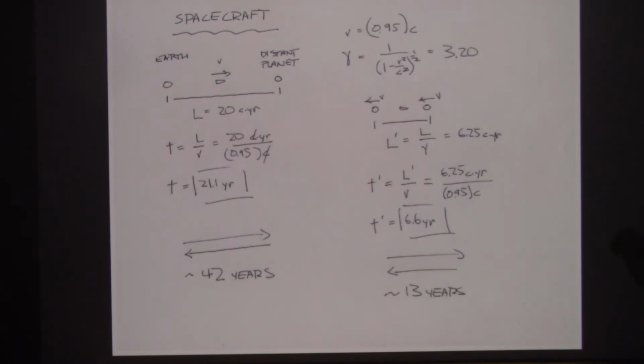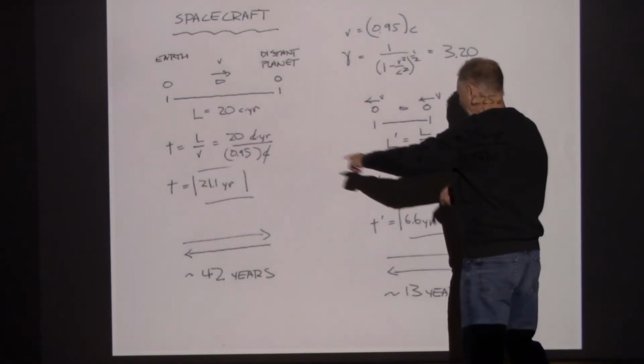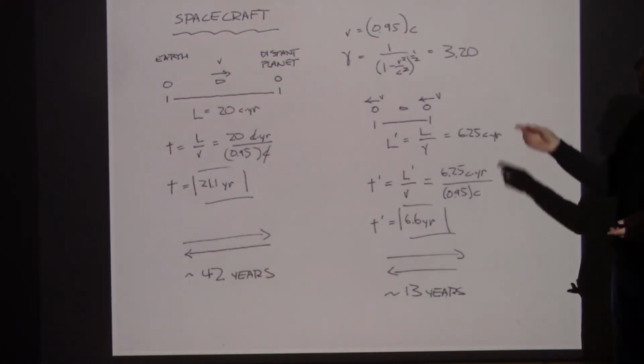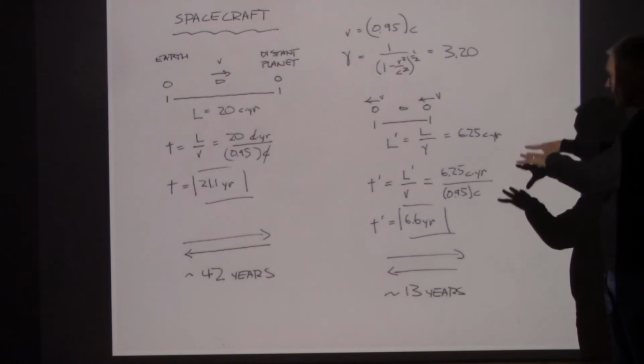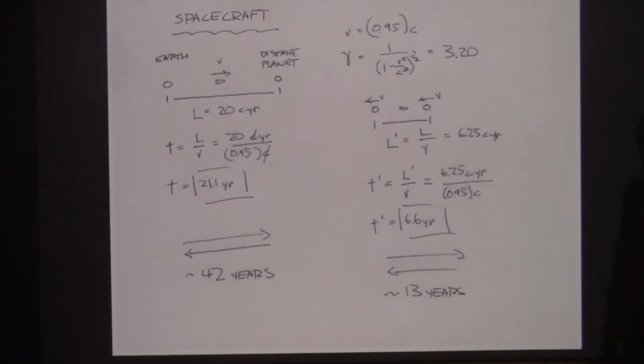Now that's in the spacecraft reference frame. So 6.6 years out, maybe they spend the weekend, and then they travel back. So 6.6 years out, 6.6 years back, that's 13.2 years that have gone by. So they come back to Earth. For them, traveling out and back, 13.2 years have gone by.